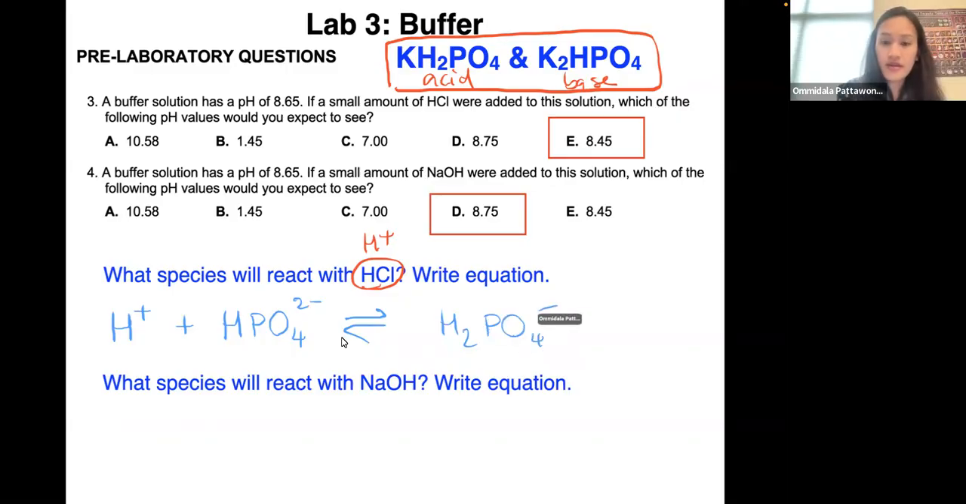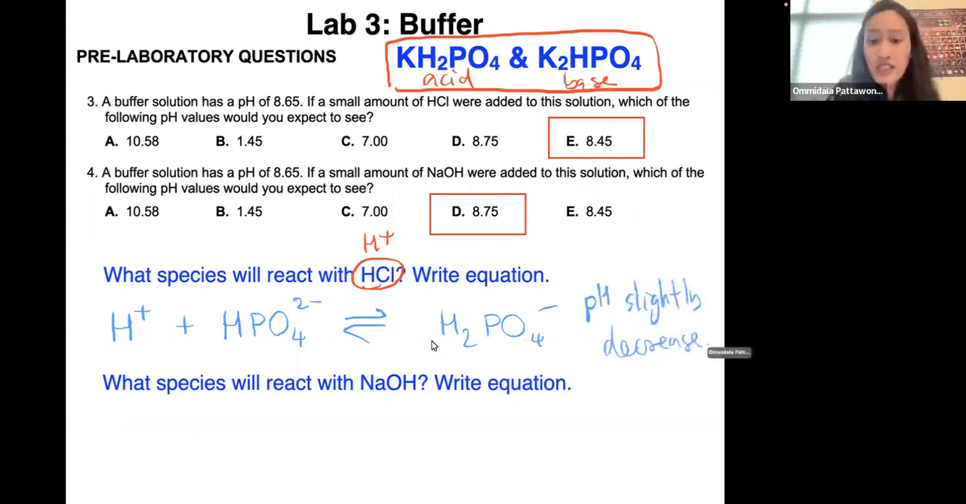So the final product will come out to be H2PO4 minus. You probably notice that this is the base, and that's its conjugate acid. This conjugate acid also is going to be part of the acid here as well. So in this case, because you are making more of the conjugate acid, the pH of this solution would be slightly decreased.